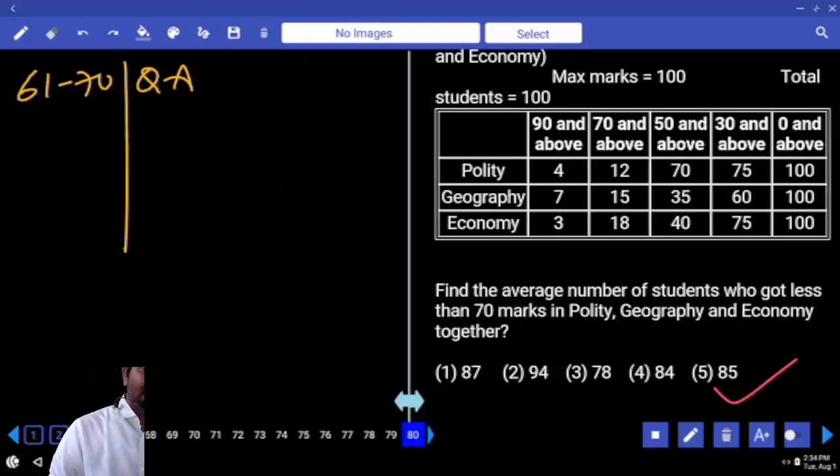Yes. Which are left? Quant. Where are they?